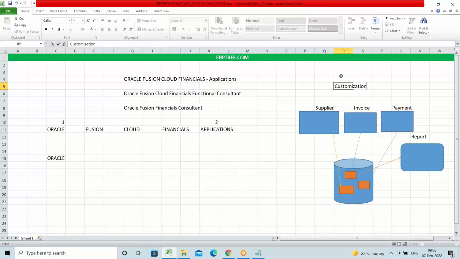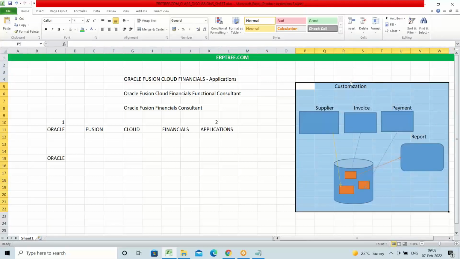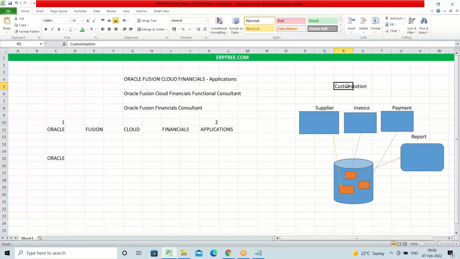Just make a note of the term's meaning. Customization means creating something new. That could be a page, a report, or a table. Whatever you create as new, we call customization. That should be done by technical people only. Any other questions?